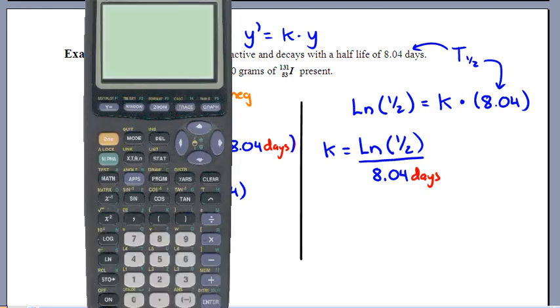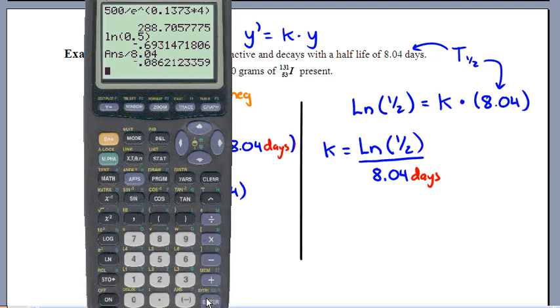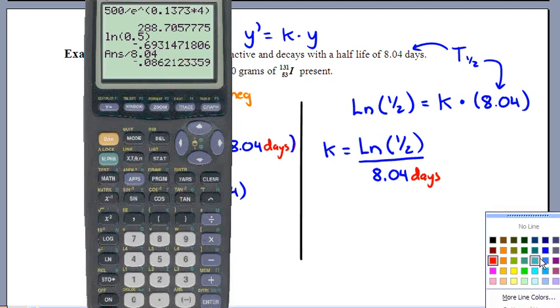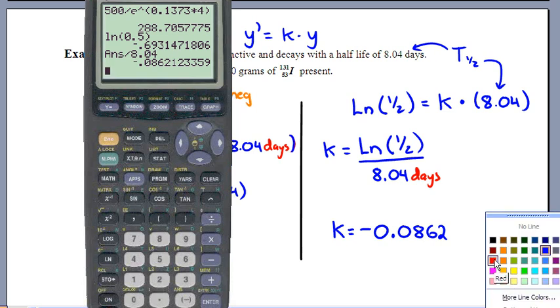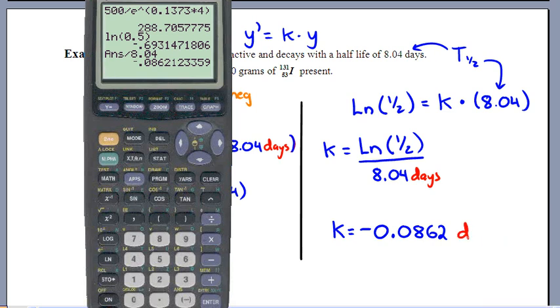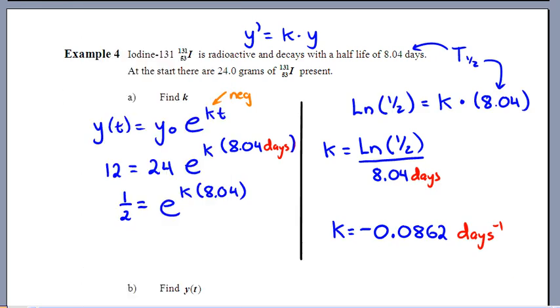All right, let's just go and see what that looks like. The ln of the half, there's going to be your introduction of the minus sign, divided by the 8.04. Okay, the k for this story, I told you there'd be a negative sign in there. Yeah, it's negative 0.0862. And for this story with iodine-131, the units would be upside down days. Okay, great. So far, so good.